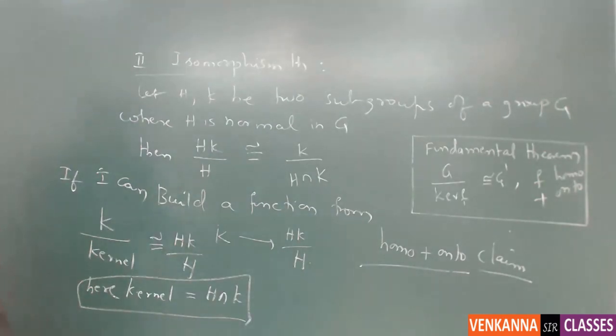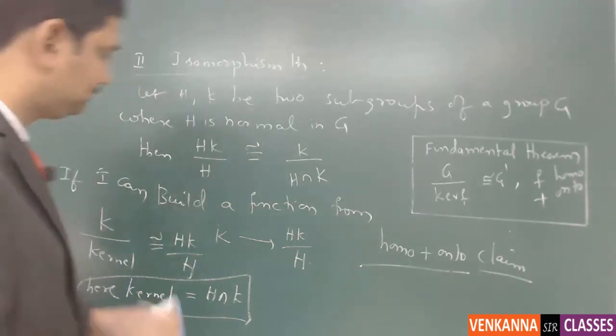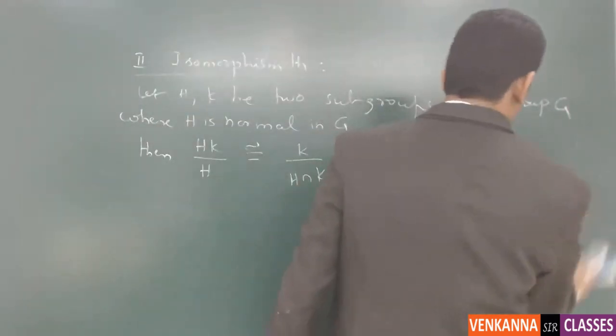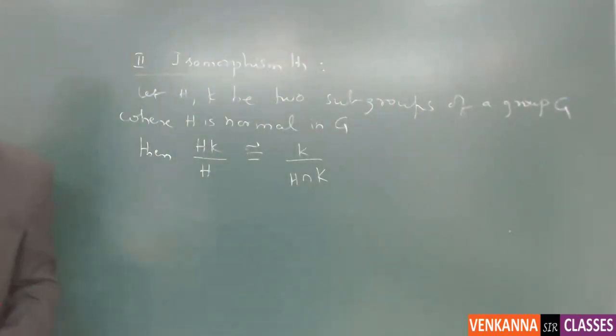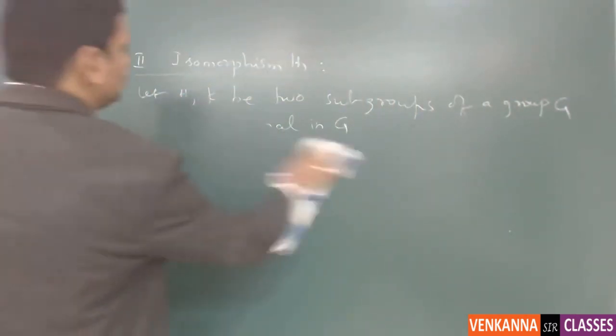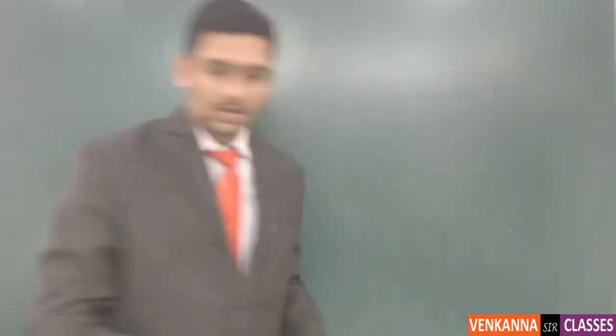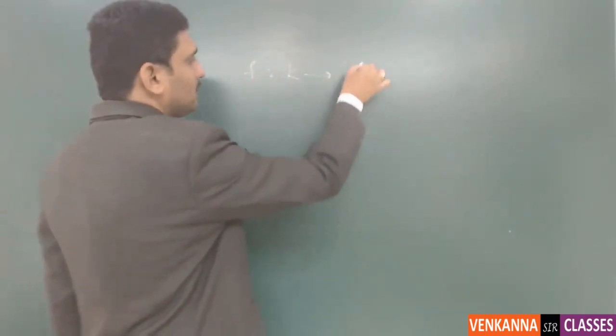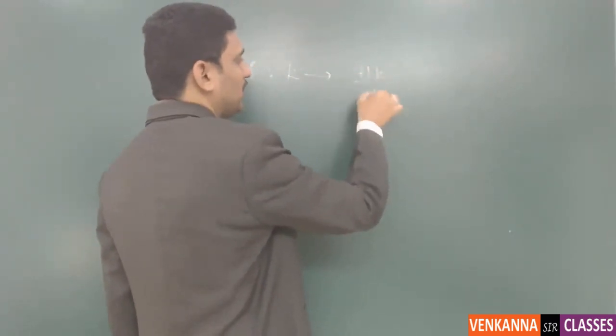Clear now? Yes or no? All of you. Right. Now, let us go for the proof. So I will erase the total things so that the representation makes for good understanding. So I am going to define a function between them. So I want to define the function from K to HK by H.